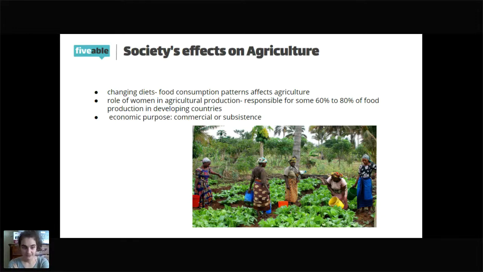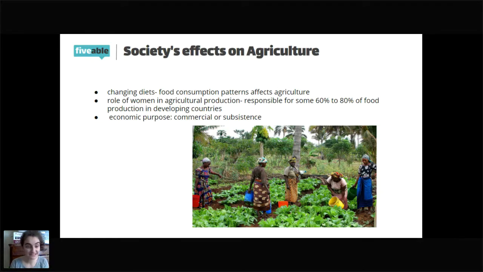And the economic reason is a huge one. Depending on the society and their status, how much money they have, it would depend. What is the economic reason behind the picture you're seeing right now? What is the purpose behind their type of agriculture? Do you guys know? Feed the village. Yes, that's right. To feed their village and their family.